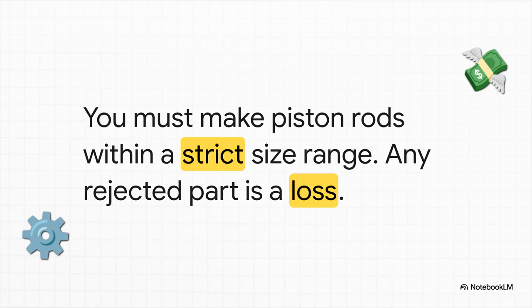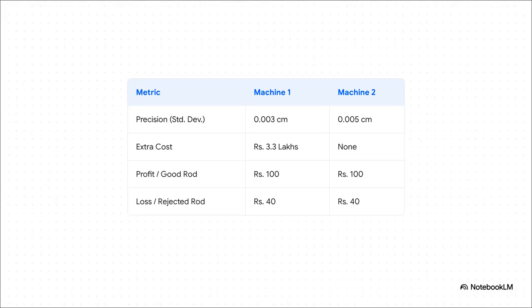The pressure is on. And now you have a choice to make. You've got two machines. Machine 1 is super precise. Its standard deviation is really small, but it costs an extra 3.3 lakh rupees. Machine 2 is the cheaper option, but it's not as consistent. Now you make 100 rupees for every good rod, but you lose 40 for every bad one. So, which machine is the smarter investment?